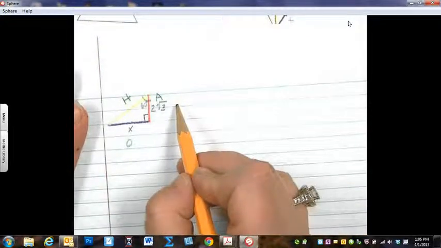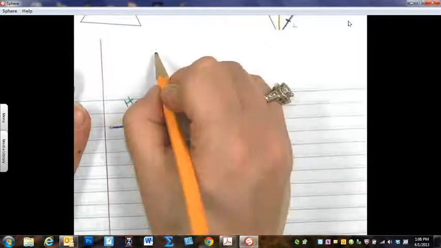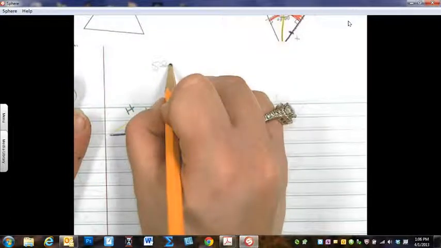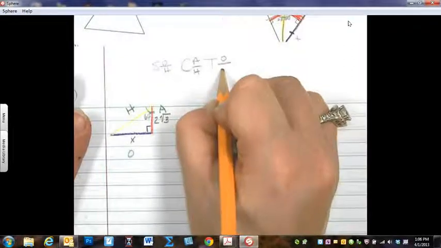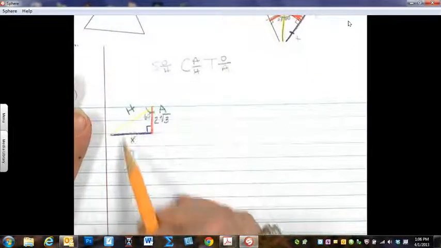So now let's go back up here. And what do I have? I have the A, and I want to know the O. So when I look at my mnemonic, SOH CAH TOA, which am I going to use? The SOH? Am I going to use O and H? Well, I don't know anything about H, so I'm not going to use SOH.